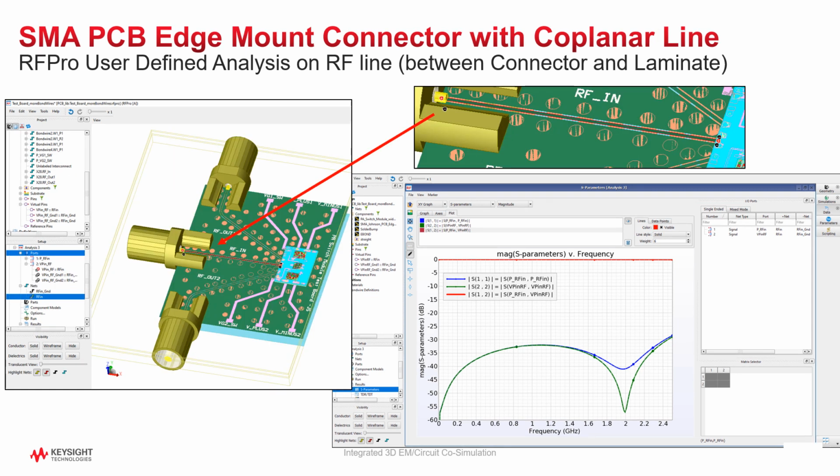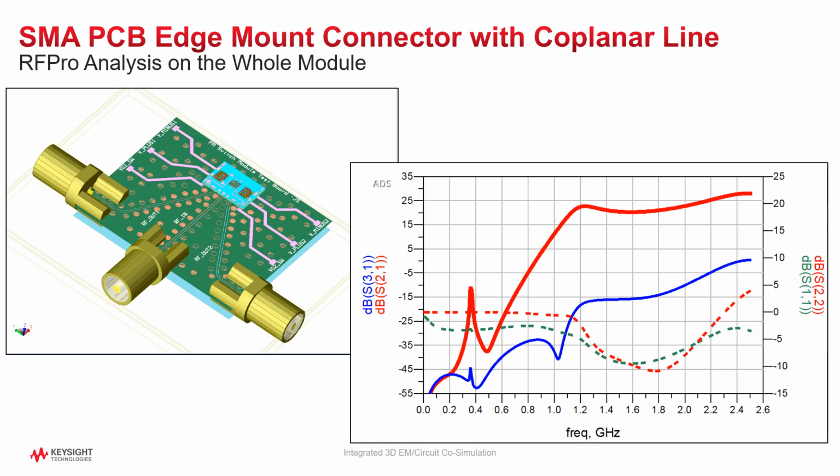In this view, you can even see the virtual pins I have added at the laminate side to use in the user-defined analysis. And notice the RF line here has very good return loss and very low loss. Okay, here is the overall simulation results on the whole module. You can see there are a few issues that need to be looked at and improved. Here are a few of them.